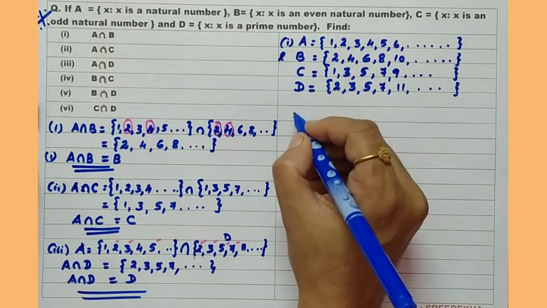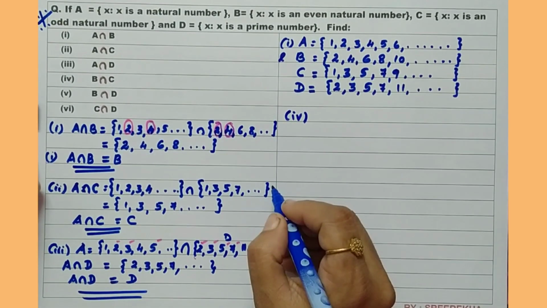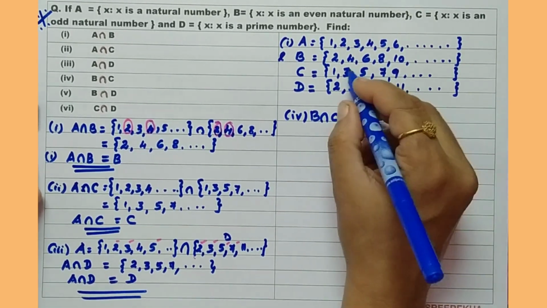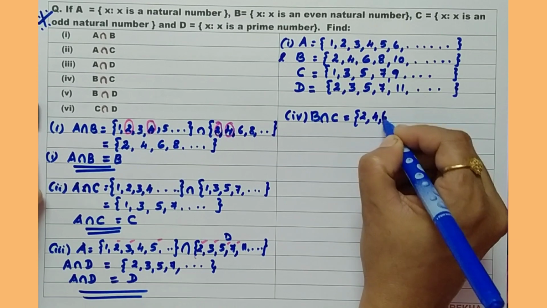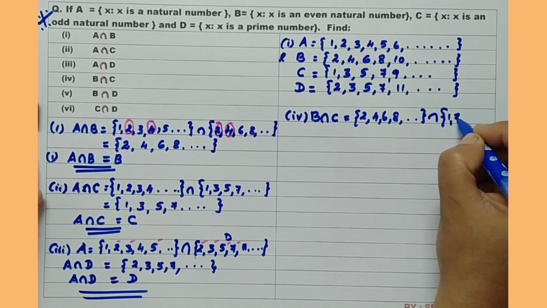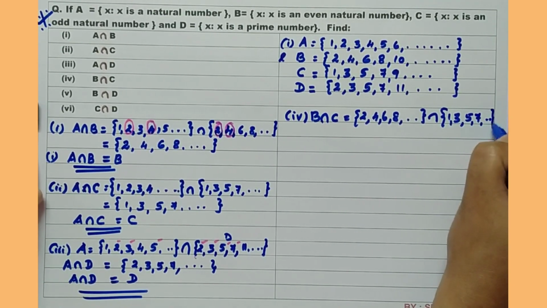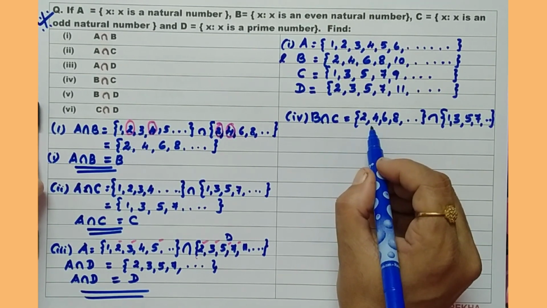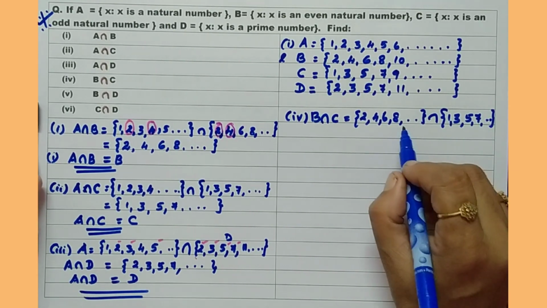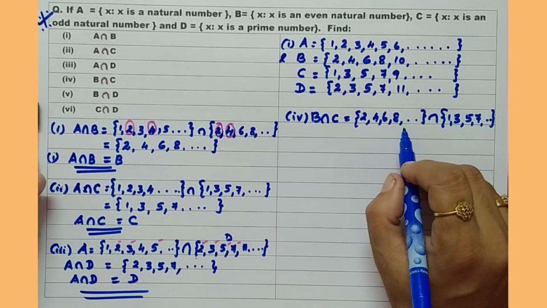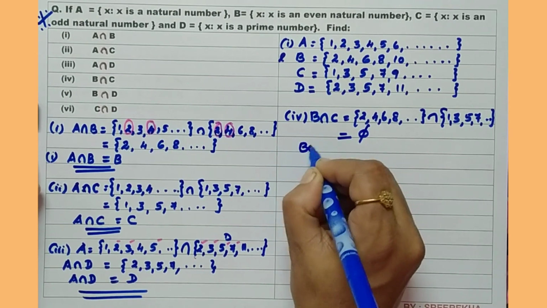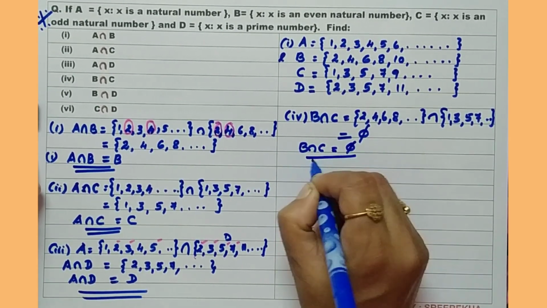Okay, come with the fourth question. What is B intersection C? The set B is 2, 4, 6, 8, 10, etc. That you need to take intersection with C. C is the set 1, 3, 5, 7, 9, etc. B is the set of even natural numbers and C is the set of odd natural numbers. Is there any element common between even natural numbers and odd natural numbers? No, nothing will be common. So it will be the null set. So in this case, B intersection C equals the null set.